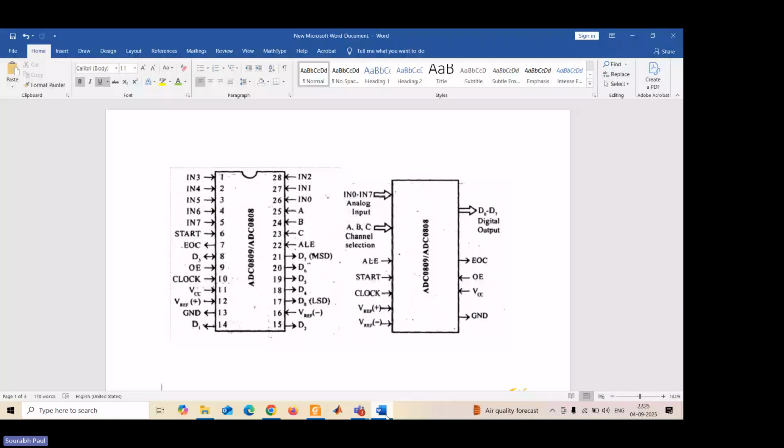or ADC0809 with 8051. But directly before going to the discussion of the interfacing, I shall give a brief idea about the different pins of ADC0809 or ADC0808. Now, here you can see in this picture, this ADC has 28 pins. Now, out of these 28 pins, a few pins have been used to give the input to the ADC.